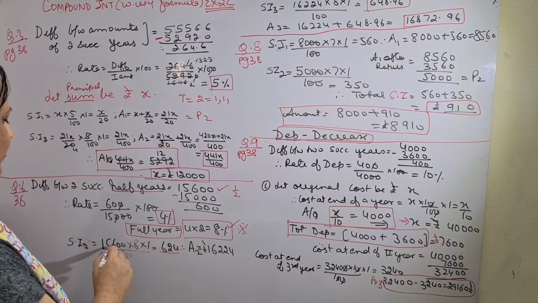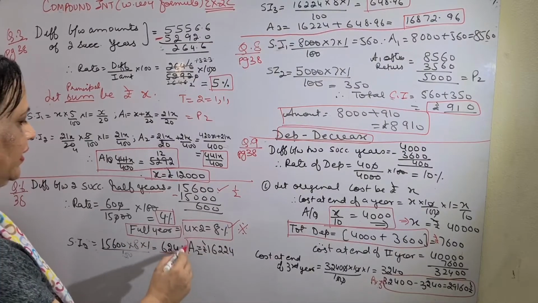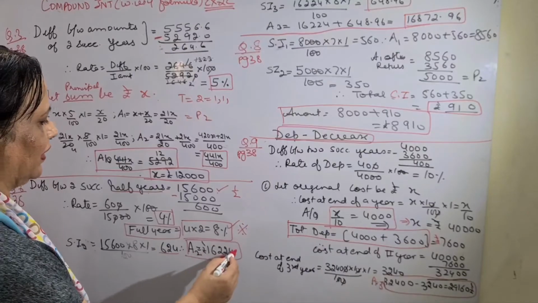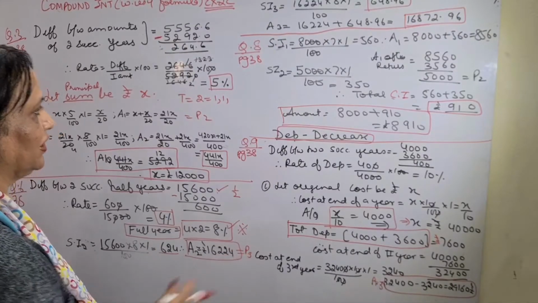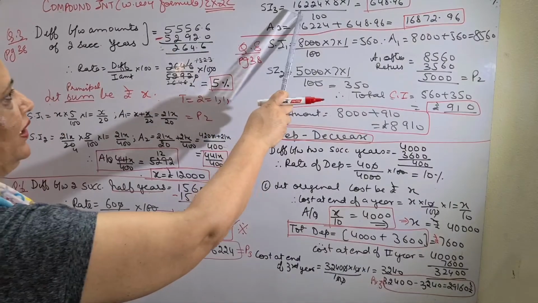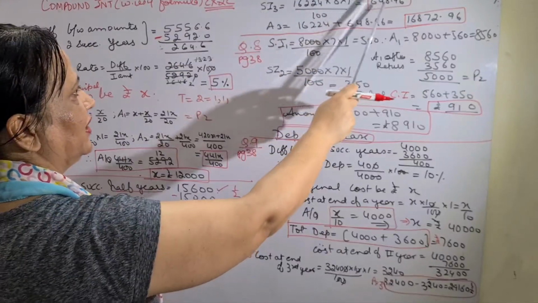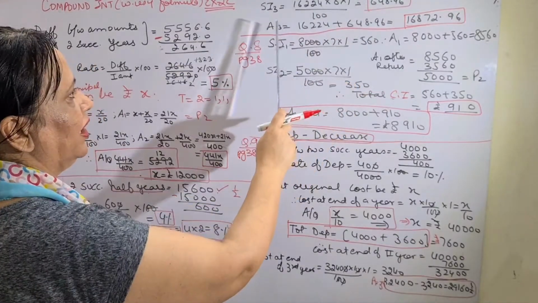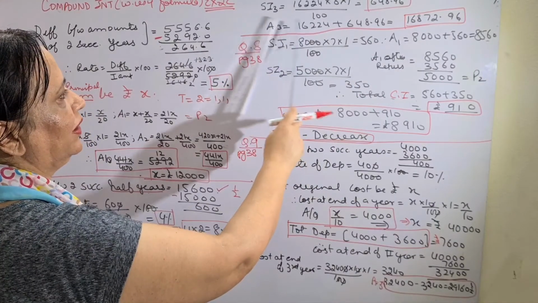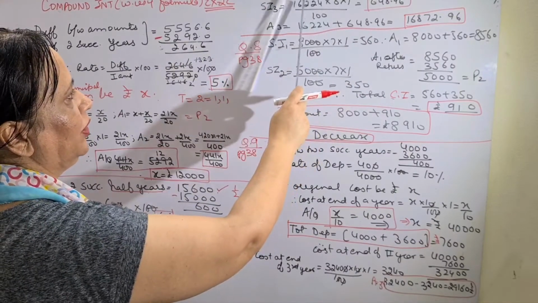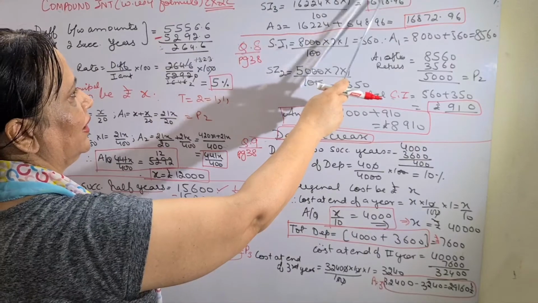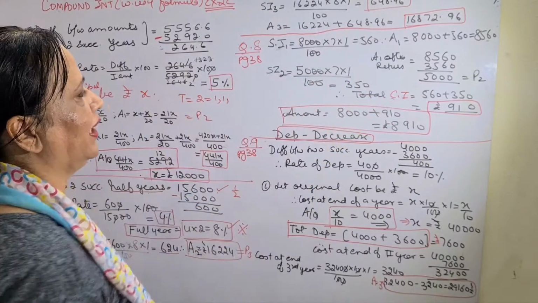And amount will be principal plus interest, that is A2. This A2 will become P3, that is principal for the third year, as I have already done. This is 8 into 1/100. This is compound interest for the third year. Again, amount for the 3 years will be to add the principal with the interest, and that is your required answer.